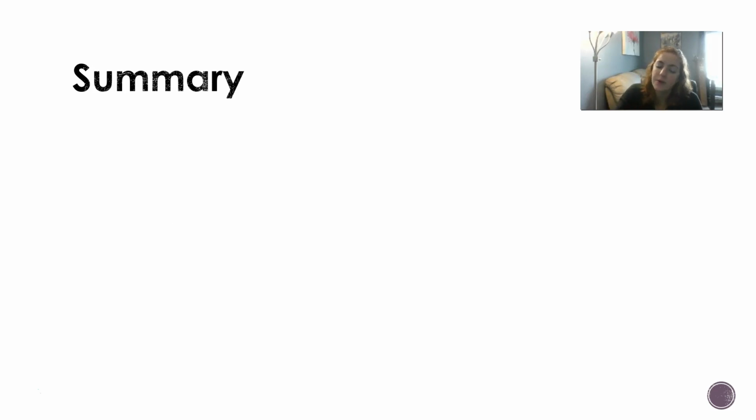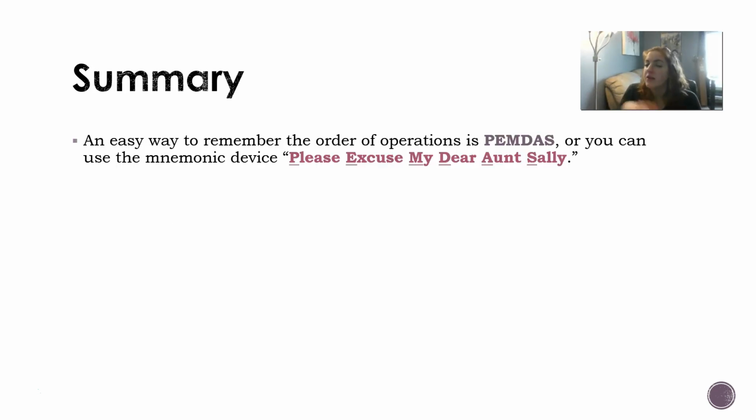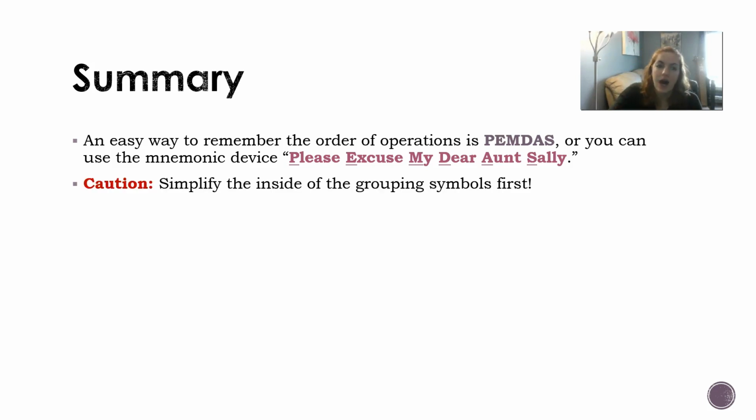Okay, so quick summary for you guys. Another way to remember it if you're not feeling comfortable with that PEMDAS is there is a mnemonic device, and this is actually how I learned the order of operations. Please excuse my dear Aunt Sally. So the first letter of each word indicates the order of operations. Please excuse my dear Aunt Sally. Parentheses, exponents, multiplication, division, addition, and subtraction. Caution, make sure you're simplifying inside those parentheses or grouping symbols first, and then move on to what's outside.